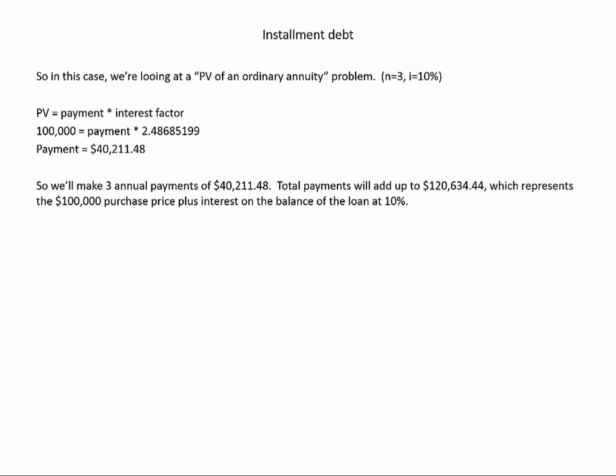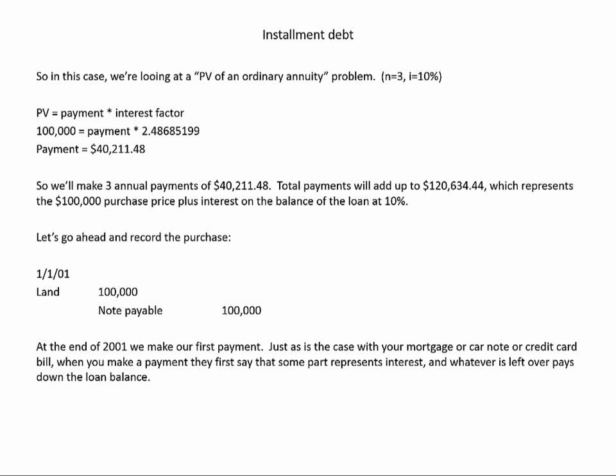So we're going to make 3 equal annual payments of $40,211. That's going to add up to $120,634.44. And again, that represents the $100,000 purchase price plus the interest that accrues as the note is getting paid off. So let's go ahead and record the purchase. That'll be straightforward. We record the acquisition of the land, and we record a promissory note payable.